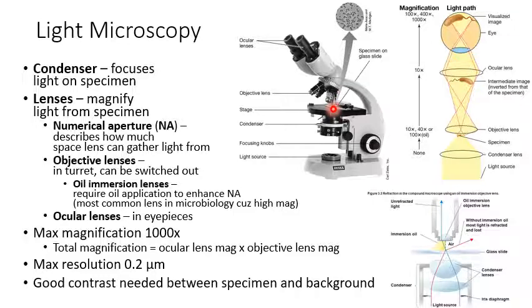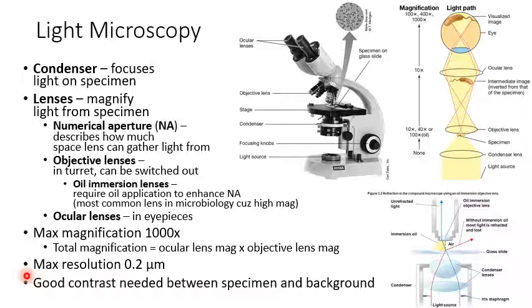Then you're going to have lenses. Directly above the stage, you have your objective lenses. And then you also have your ocular lenses that you would actually look through. So those lenses are going to be magnifying the image. Both of them magnify, actually. The oculars and the objectives both magnify.